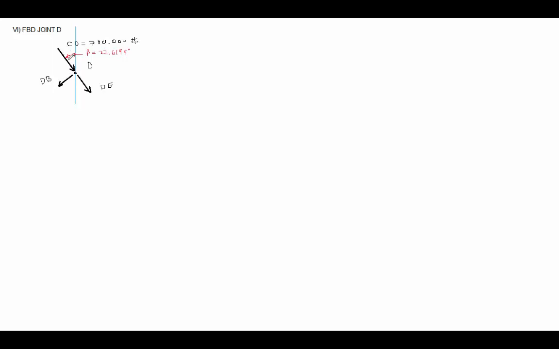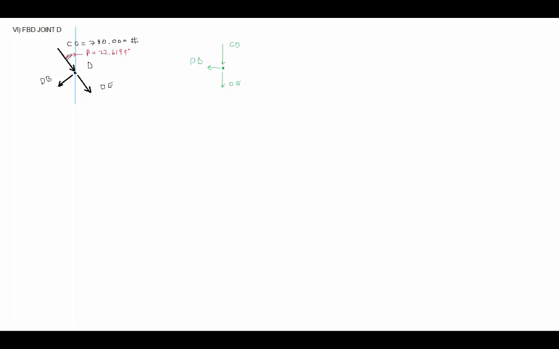How do I know that? Well, CD and DE are collinear. And because of that, I know that their values are going to be equal because there's no other forces acting in this diagram. Let me redraw this in a different rotation. If we rotated these forces so that CD was vertical and DE was vertical, and DB was horizontal, you can see from this, if we sum forces in the x direction, DB is going to be 0. If we sum forces in the y direction, CD is going to equal DE. So that tells me that DB is a zero force member.